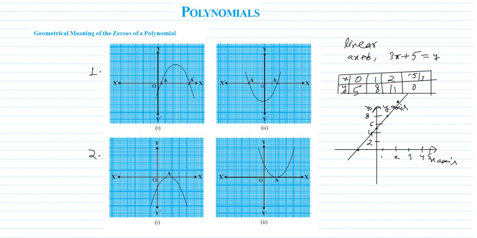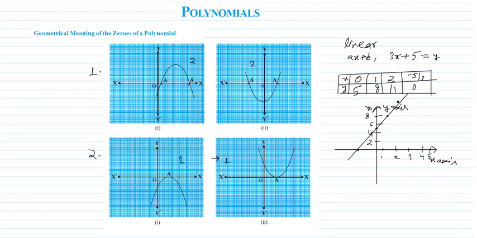But in the second situation the graph is touching the x-axis exactly at 1 point, so it will have 1 zero. Similarly in the next graph as well, it will have only 1 zero, in this graph it will have 1 zero, in this graph it will have 2 zeros, and in this it will have 2 zeros.